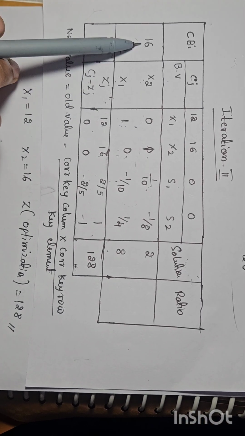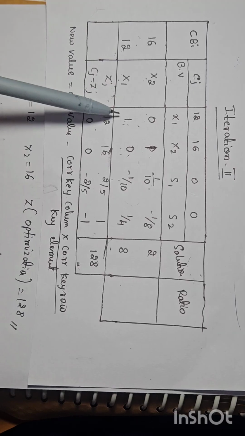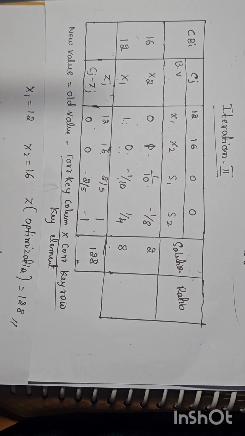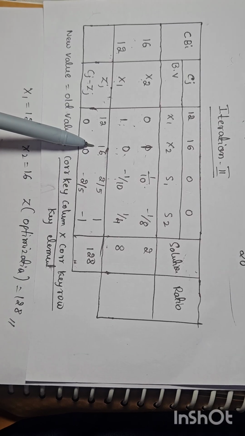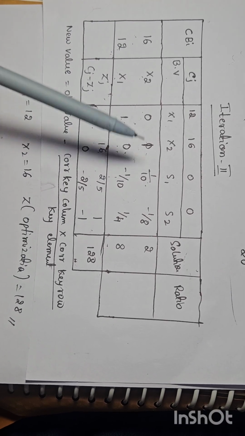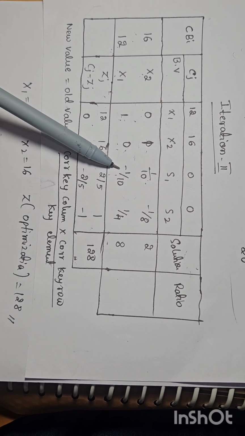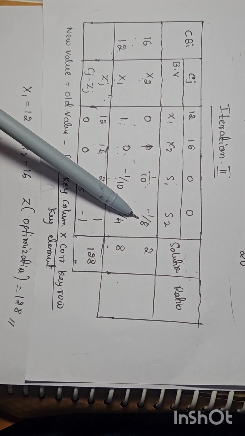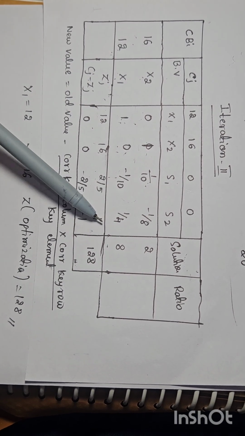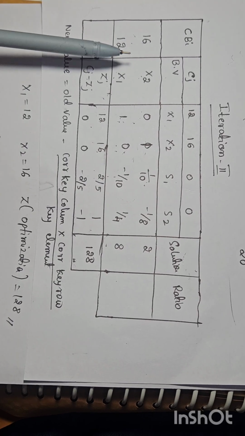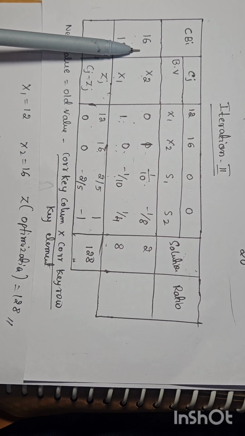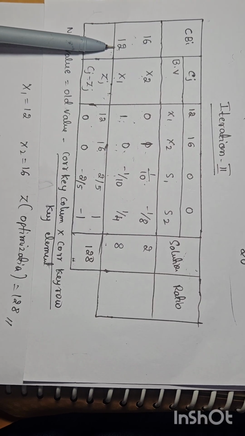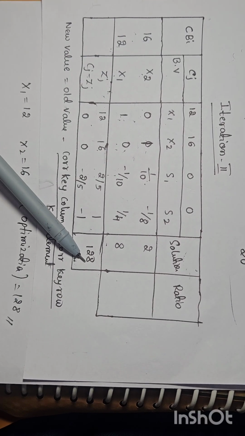How to find the Zj value? 6 into 0 plus 12 into 1, we will get 12. 16 into 1 plus 12 into 0, that is 16. 16 into 1 by 10 plus 12 into minus 1 by 10, we will get 2 by 5. 16 into minus 1 by 8 plus 12 into 1 by 4, we will get 1. After this, similarly we need to find it for the solution also. 16 into 8 plus 12 into 8, we will get 128.